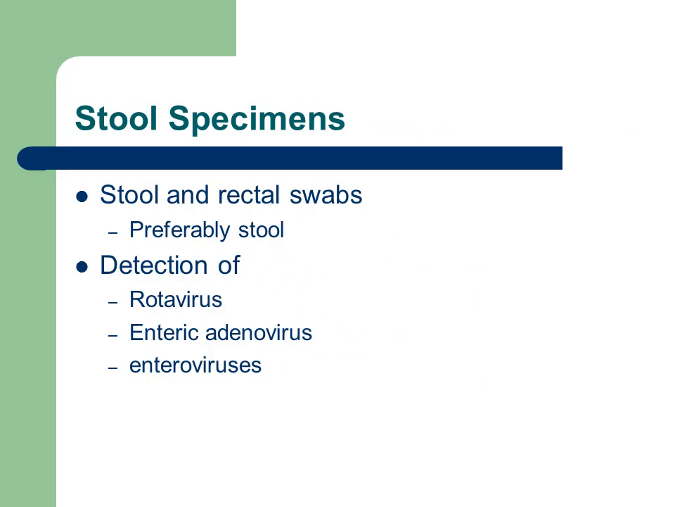Stool specimens. So some of our viruses do cause diarrhea, things like that, so you would expect a stool specimen. So stool and rectal swabs. Stool specimens are preferred over the rectal swabs, and commonly you're going to get a stool specimen to detect rotavirus, some of the enteric adenoviruses, and the enteroviruses in general, because entero means intestines, these are viruses that cause intestinal infection.